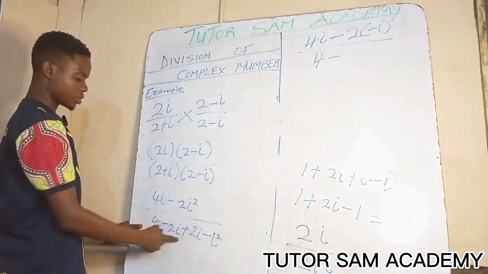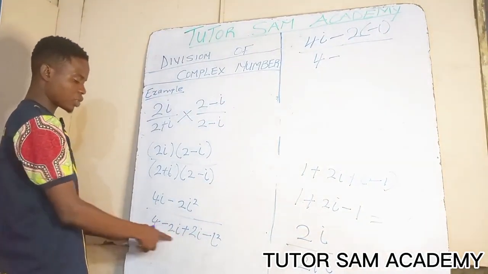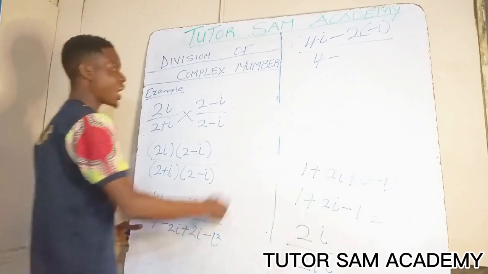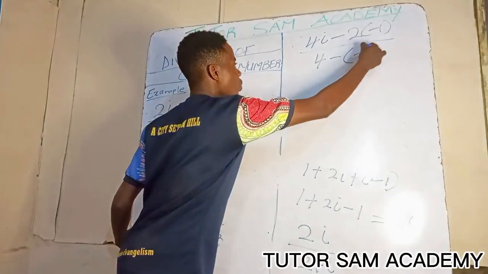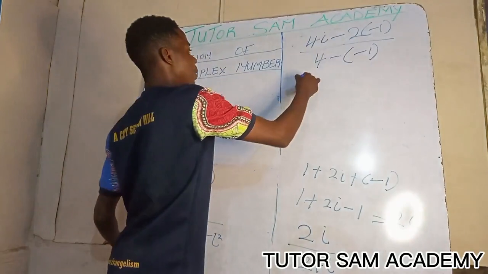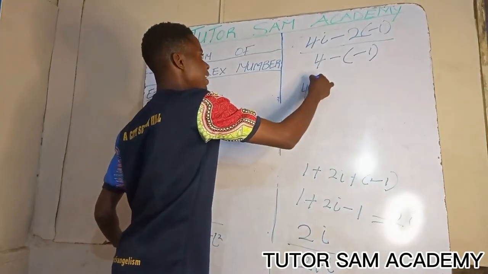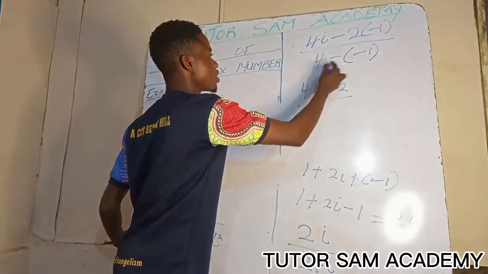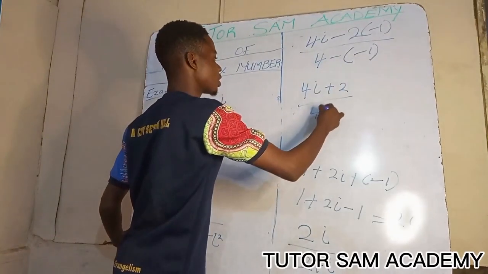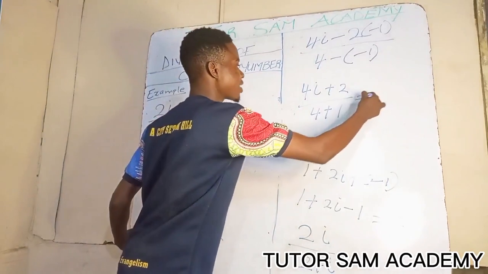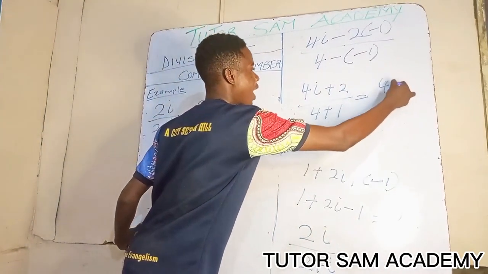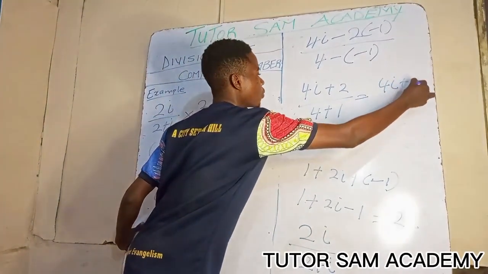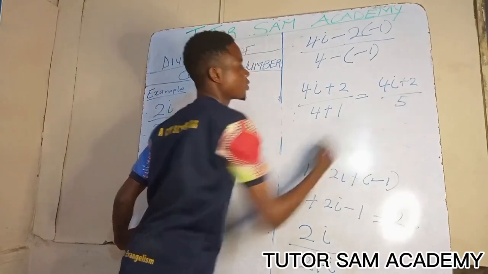This will cancel this, because this is negative, this is positive. So this will cancel each other. So I'm left with minus i squared. That is minus i squared is minus 1. So finally, I will have 4i plus 2 divided by what? This is 4 plus 1. So our final answer is what? 4i plus 2 all over 5.